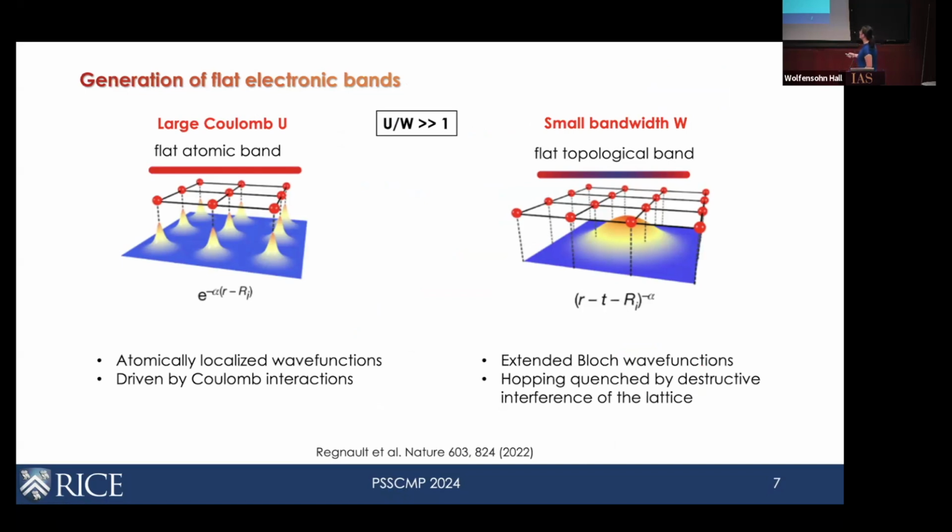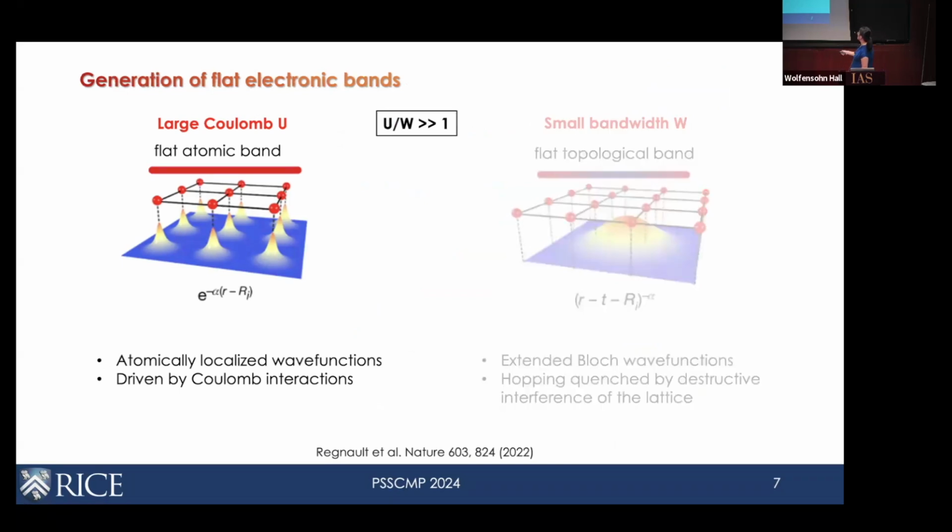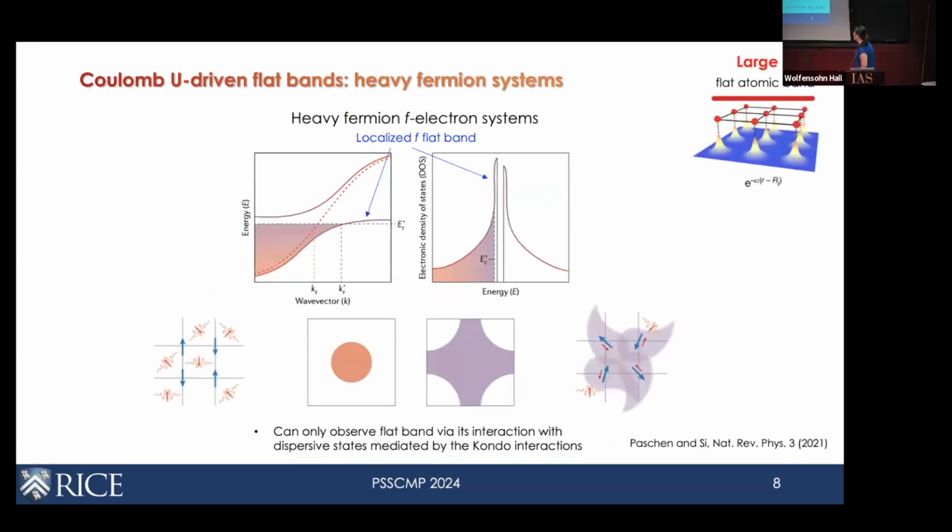Let's first look at the left-hand side, the type of flat bands you would get by cranking up U. A very well-known example of this are the heavy fermion systems. In the heavy fermion system, we know there are these localized f electrons, these arrows. And when they're not interacting with the conduction electrons, then you actually don't see them, even though they have an exactly flat band, because they contribute no quasi-particle spectral weight. You will just see the dispersive state and the small Fermi surface.